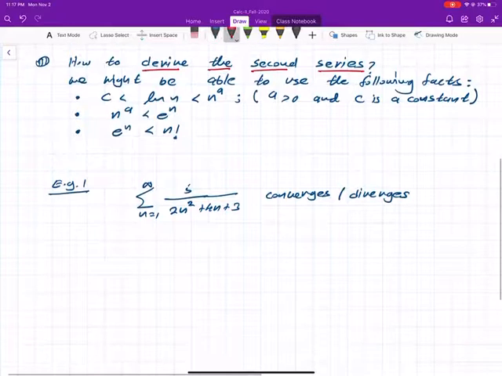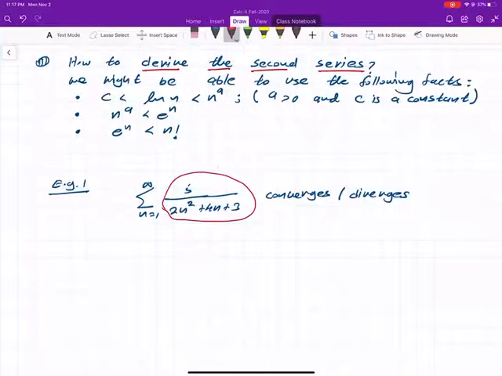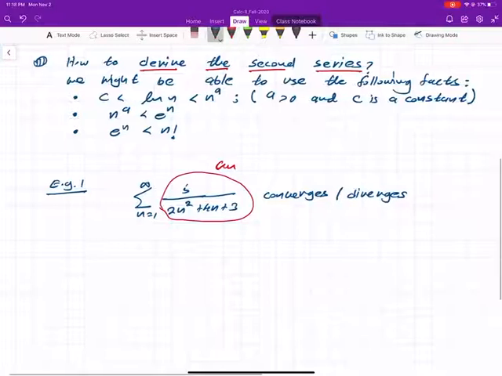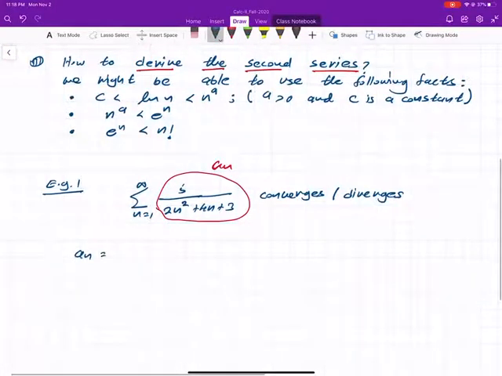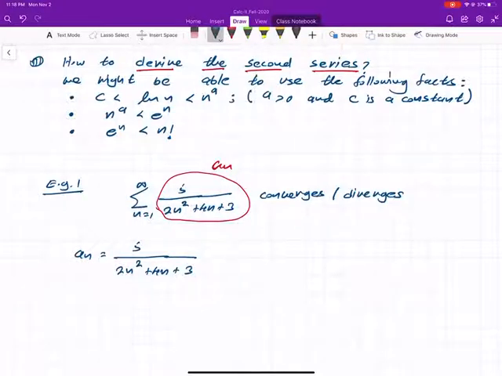Here, first find the nth term. That is an, 5 over 2n square plus 4n plus 3. Now you have to get the second term. So you would try getting the second term like this. What I'm doing is I'm just ignoring these two terms. If I ignore those two terms, what I get is 5 over 2n square.